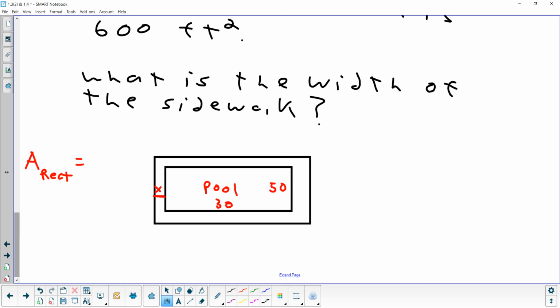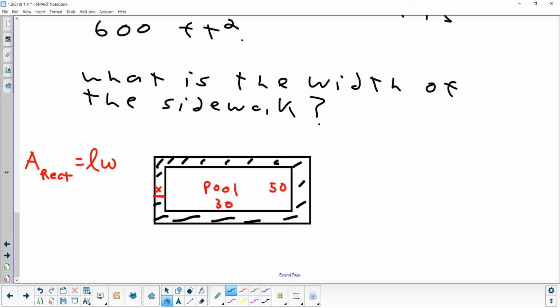What's the formula for the area of a rectangle? John? It's length times width. Length times width. Okay. So what we know is this area. Right? That's the area of the sidewalk. We know that.